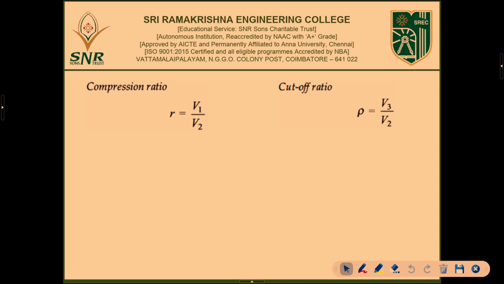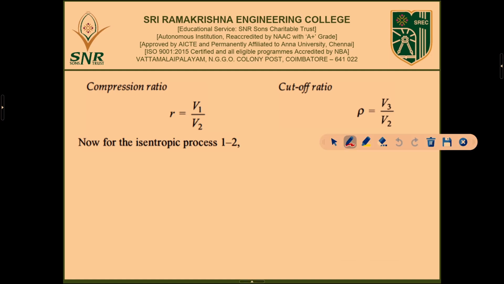Now we move on to the processes. Process 1 to 2 is isentropic compression. For an isentropic compression process, we write the temperature volume relation: T2 by T1 is equal to (V1 by V2) whole to the power of gamma minus 1. We already discussed that T1 is the atmospheric temperature and P1 is the atmospheric pressure, so we know that by default.